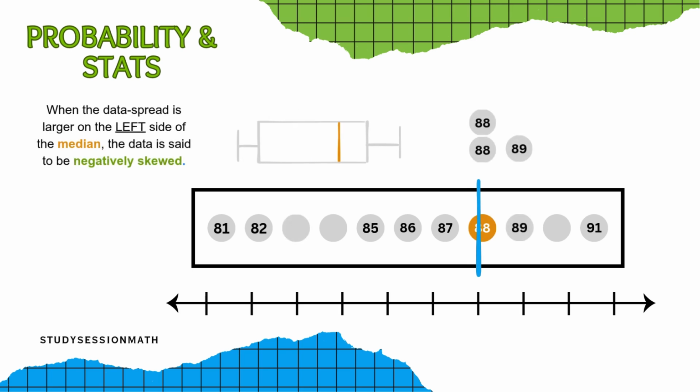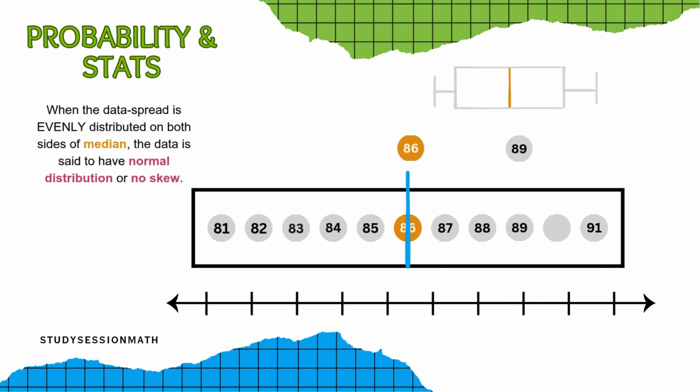However, when the data spread is larger on the left side of the median, the data is said to be negatively skewed. And when the data spread is evenly distributed on both sides of the median, the data is said to have normal distribution or no skew.